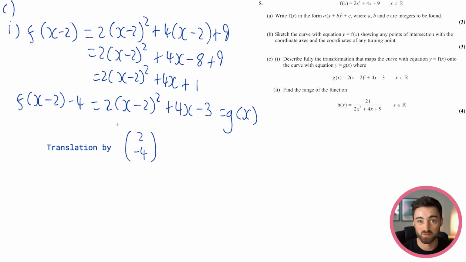So that's going to be probably like your 2 marks here. Right, last part. Now find the range, so you know the different values that this thing can be. The function h of x equals 21 over 2x squared. Okay, right. So we can instantly recognize that this thing on the bottom of h of x is the function from part A, right? It's f of x.